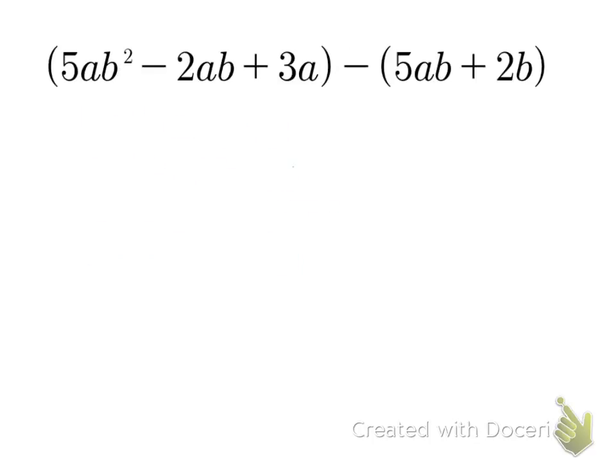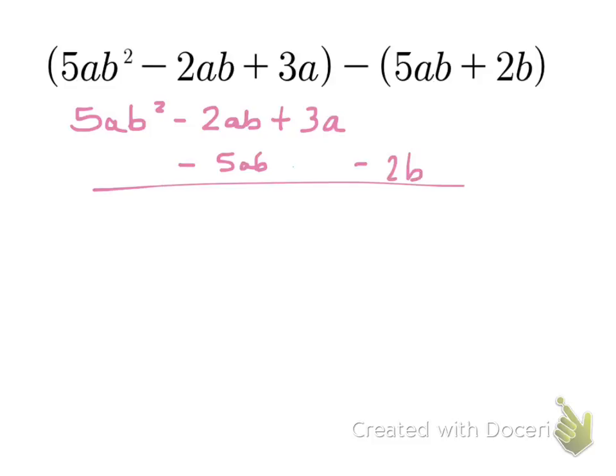Okay, for another example, that minus sign is still going to get distributed to everything in parentheses. That's really going to be a minus 5ab and a minus 2b. So I'm going to rewrite the first one, and now that's a minus 5ab, and it goes with this term, and that's a minus 2b, and so this gives me 5ab squared, minus 7ab, plus 3a, minus 2b. And that's my final answer.